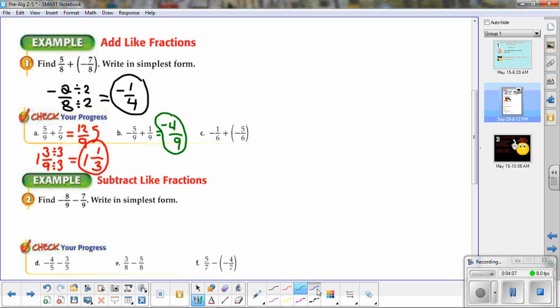In this last example, you are going to add these two together because they're both the same sign. 5 plus 1 is 6. Keep the denominator the same. And since they're both the same sign, you're going to keep the sign. But 6/6 is the same thing as 1 because both the numerator and denominator can be divided by 6, and you end up with negative 1.